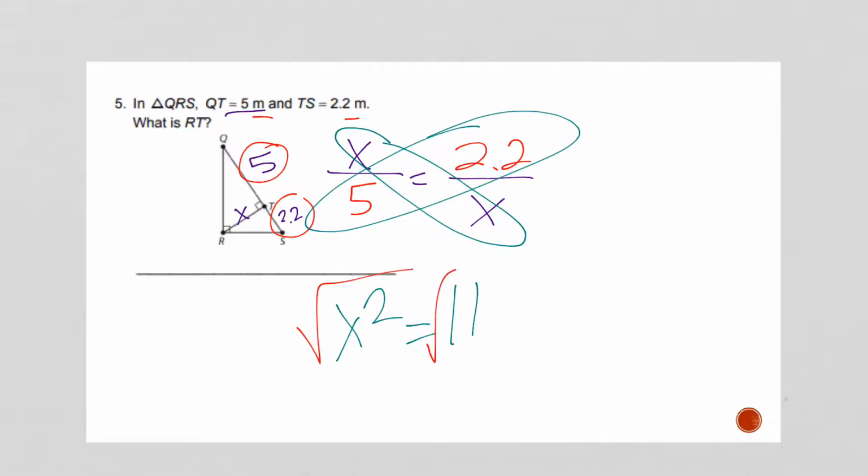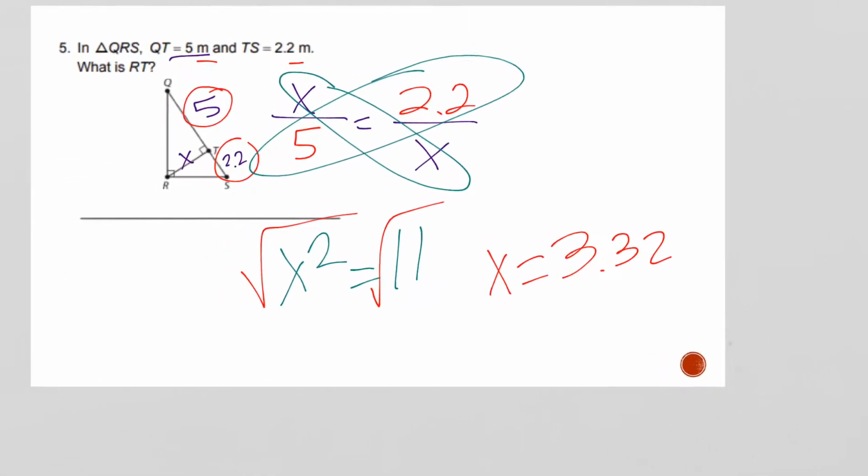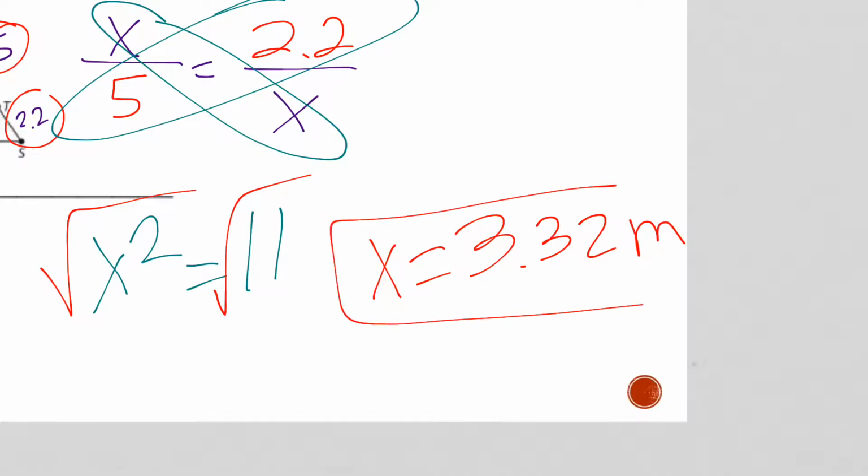And then you take the square root of 11 to solve for x. And when you take the square root of 11, you end up getting 3.32 if you round. So this would be the length of RT, and the units is meters.